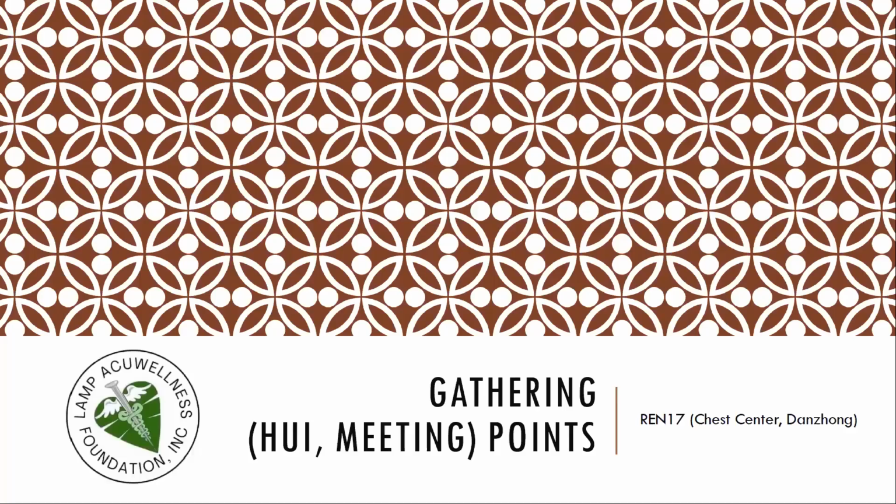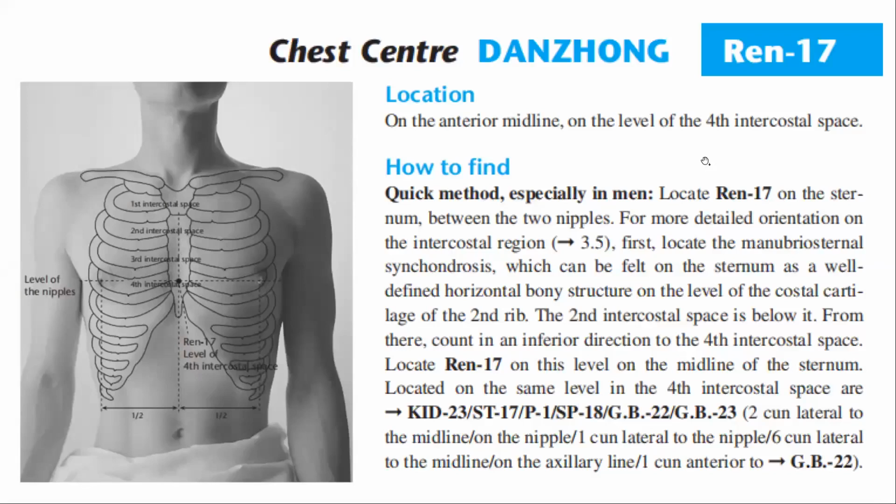Now we continue with the gathering points, Ren 17, Chest Center, Danzhong. The location of Ren 17 is on the anterior midline on the level of the fourth intercostal space. For a quick method of location, especially in men, Ren 17 is on the sternum between the two nipples.